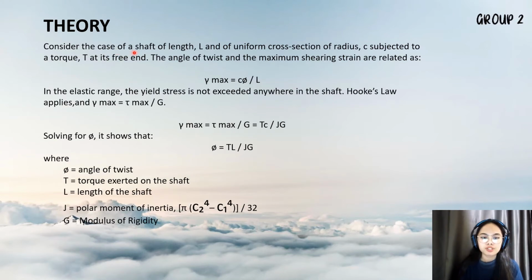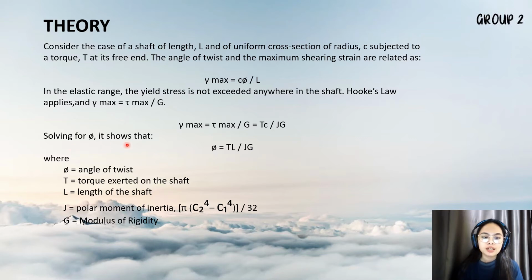Consider the case of a shaft of length L and of uniform cross-section of radius C, subjected to a torque T at its free end. The angle of twist and the maximum shearing strain are related as gamma max equals C theta over L. In the elastic range, the yield stress is not exceeded anywhere in the shaft. Therefore, Hooke's law is applied here, and gamma max is equal to torque max over G, which also equals Tc over JG.